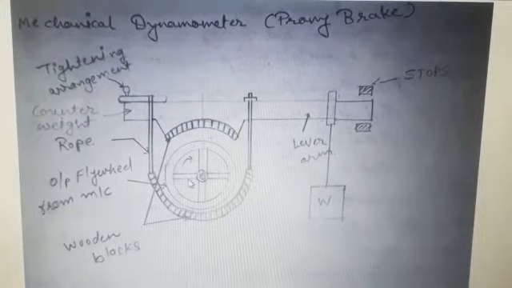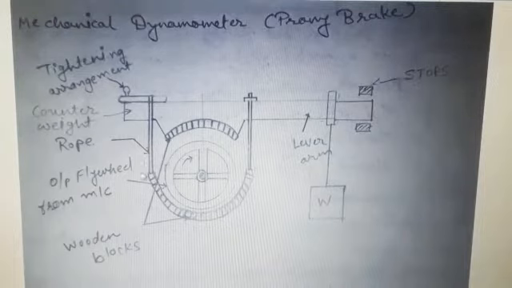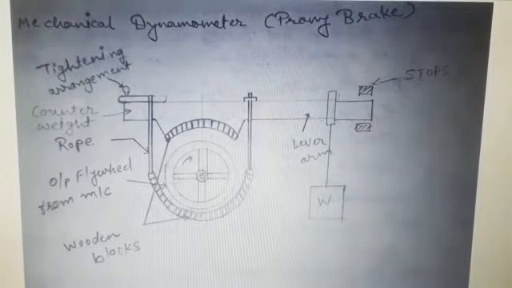Next we are having wooden blocks. You can see clearly that these strips are wooden blocks, a lower wooden block and an upper wooden block. These wooden blocks are mounted over the pulley or brake drum with the help of this rope and this tightening arrangement, so that we can adjust the gap between the wooden blocks and the pulley through a rope.